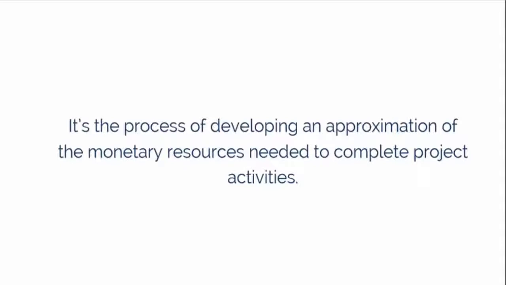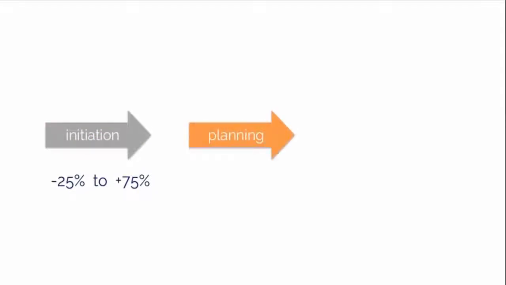Project estimates tend to become more accurate as the project progresses throughout the project lifecycle. For example, a project in the initiation phase may have a rough order of magnitude, often referred to as a ROM estimate, in the range of -25% to +75%.